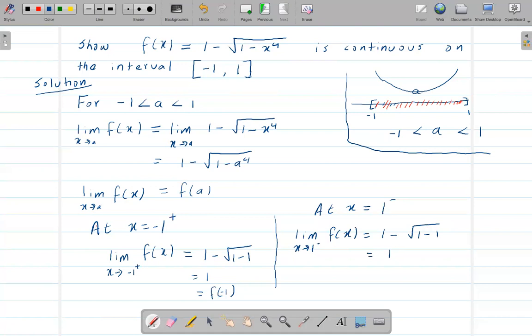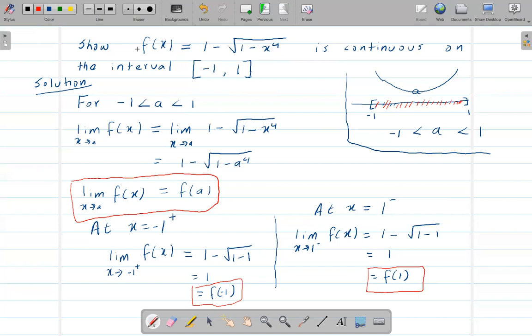Then again, this is 0, so I'm going to get 1. And this is also f of 1, right? Because here, since we have x to the power 4, even if x is -1 or +1, we still get this 1, right? So we found the function is continuous for something between -1 and +1. Also, we found that it is continuous at the endpoint -1, and also at the endpoint +1. So that means we showed that this function is continuous, right? We showed that.